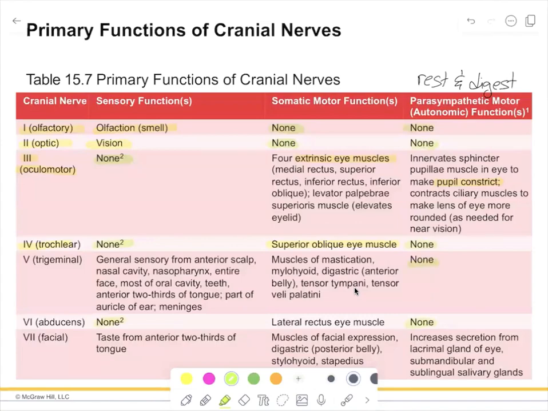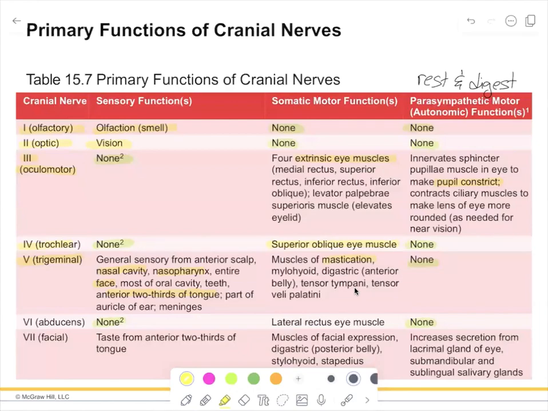The fifth cranial nerve is called the trigeminal nerve, and it has sensory information basically from the nasal cavity, nasopharynx, face, anterior two-thirds of the tongue, and it also has a motor function, which is chewing or mastication. So I'm only highlighting that which you really need to put on your index card.